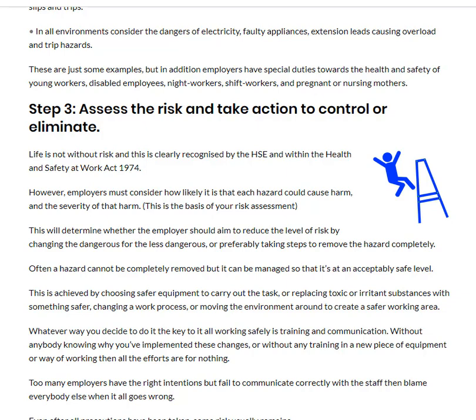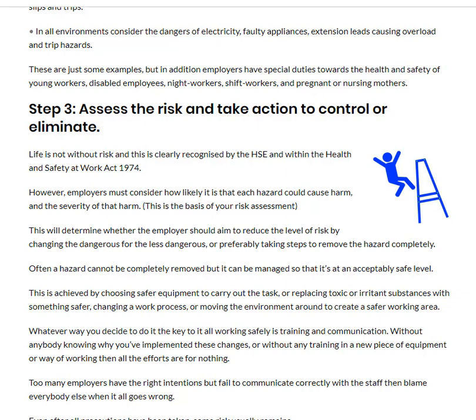This will determine whether the employer should aim to reduce the level of risk by changing the dangerous to the less dangerous, or preferably taking steps to remove the hazard completely. Often a hazard cannot be completely removed, but it can be managed so that it's at an acceptable safe level. This is achieved by choosing safer equipment to carry out the task, or replacing toxic or irritant substances with something safer, changing a work process, or moving the environment around to create a safer working area.